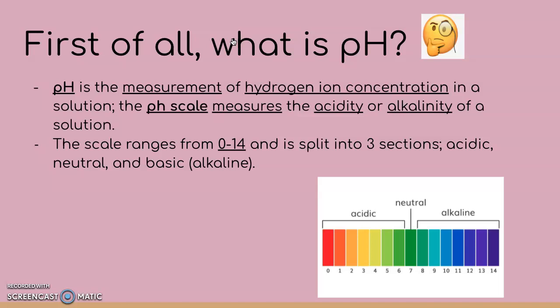pH is the measurement of hydrogen ion concentration in a solution, and the pH scale measures how acidic or how basic a solution is. The scale ranges from 0 to 14 and it's split into 3 sections. We have the acidic, which ranges from 0 being the most acidic to 6. And then we have 7, which is neutral. And then 8 to 14 is alkaline or also basic, and 14 being the most basic.